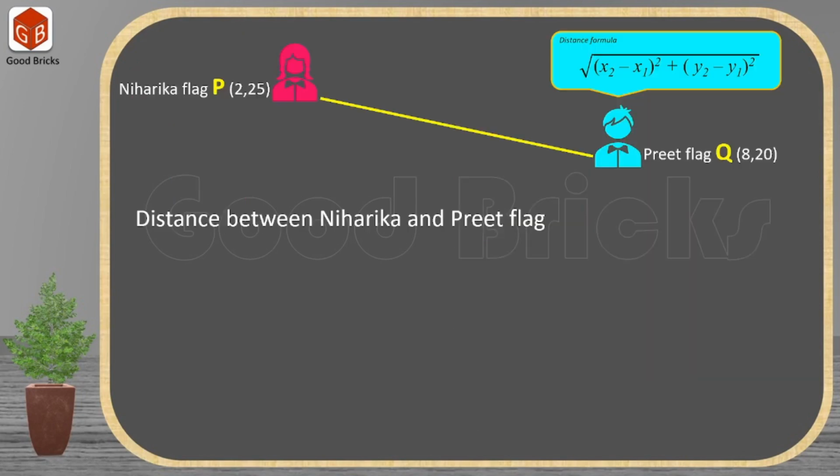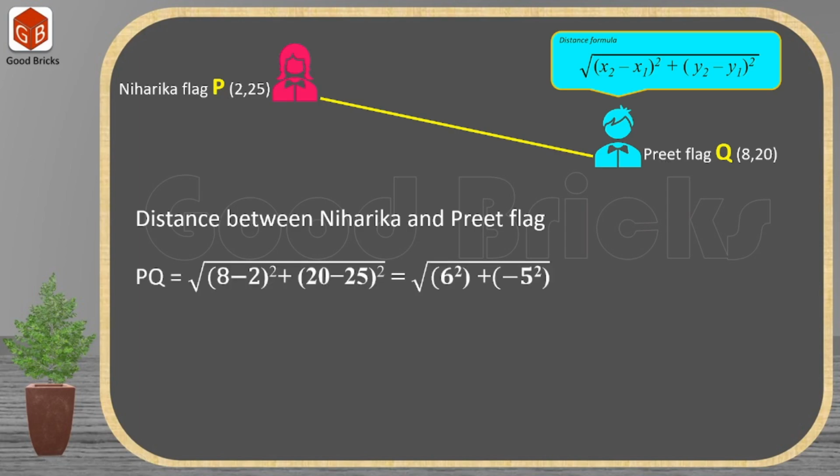Let us now find the distance between these 2 points, that is, between Niharika's flag and Preet's flag. So to find the distance between these 2 points, we can write square root of (8 minus 2) whole square plus (20 minus 25) whole square. When you simplify, you will get root 61 as the distance between Niharika's flag and Preet's flag.